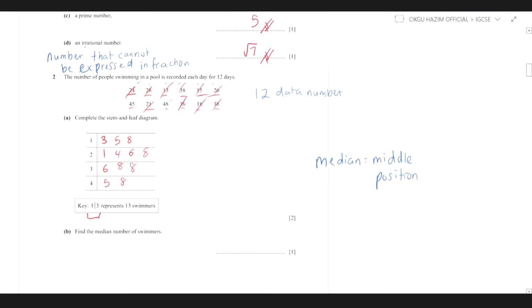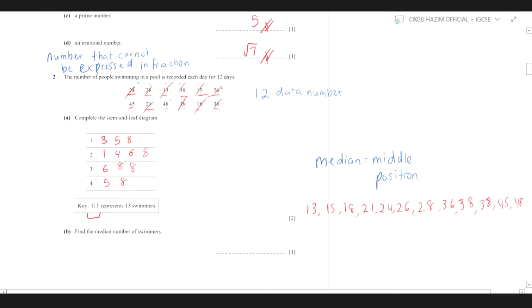Either we rearrange the numbers and relist them in any space given, or you can go straight away with this method. I will relist all the numbers here. So what do we have? We have 13, 15, 18, and then 21, 24, 26, 28. We have 36, 38, and 38. We have 45 and 48.